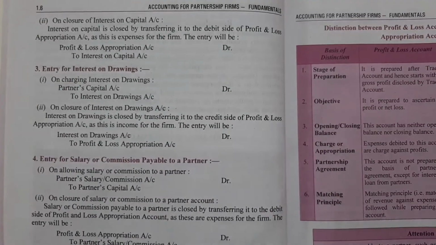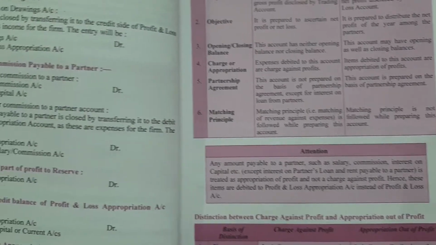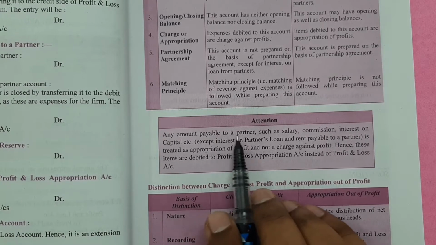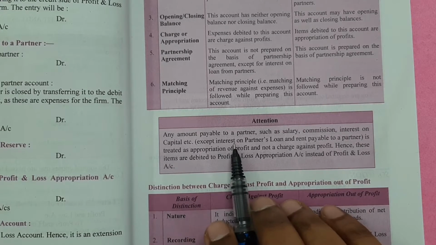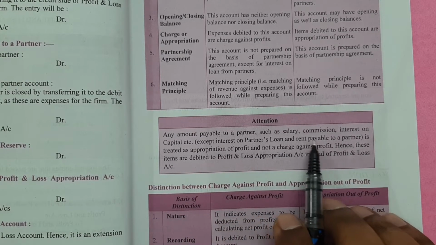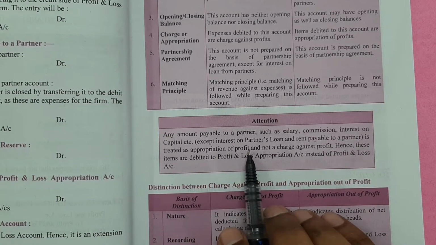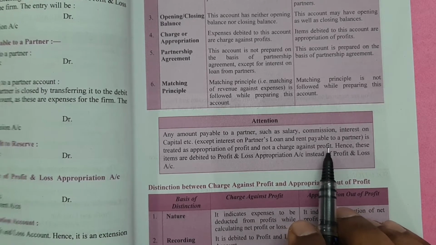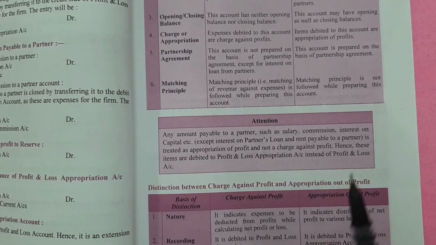So these were the basic entries according to which we are supposed to prepare the PL appropriation account. Another thing that you need to keep in mind is that any amount payable to a partner, such as salary, commission, interest on capital, except interest on partner's loan and rent payable to a partner, keep this in mind, is treated as appropriation of profit and not a charge against profit. Now this is a very common question: what is the difference between appropriation and charge?